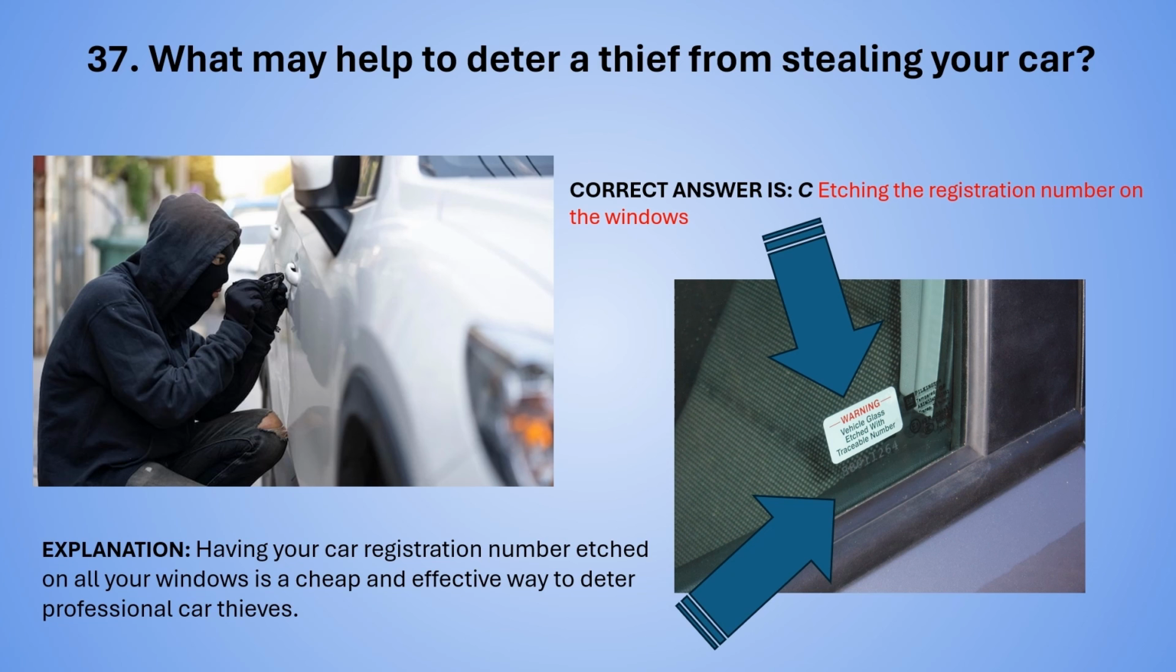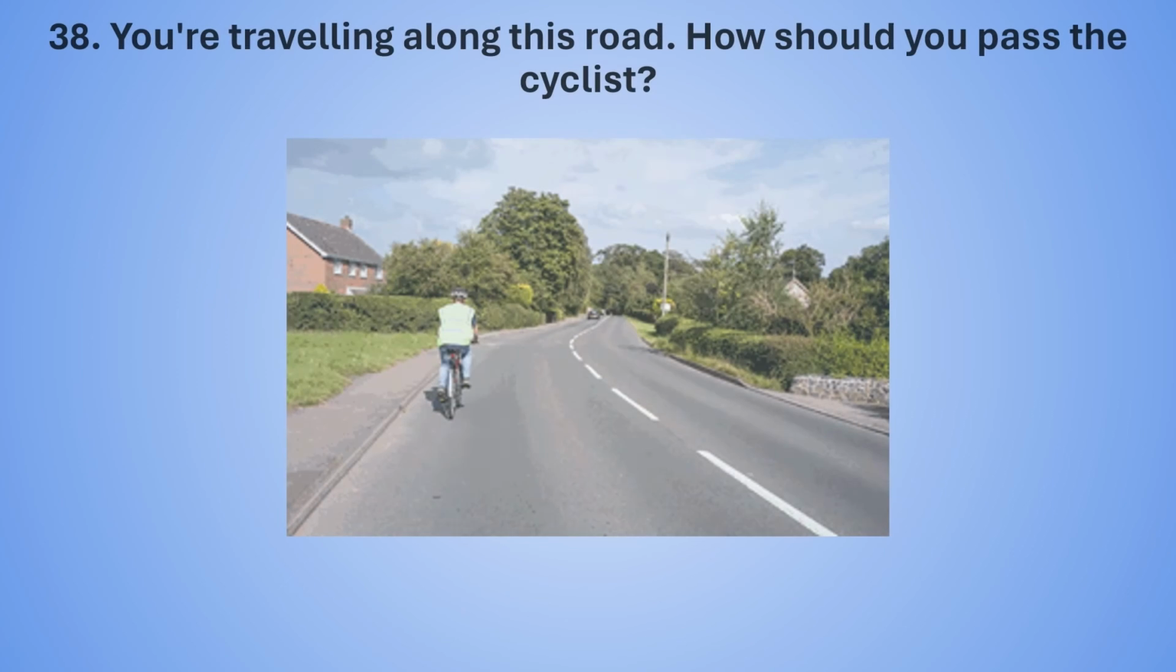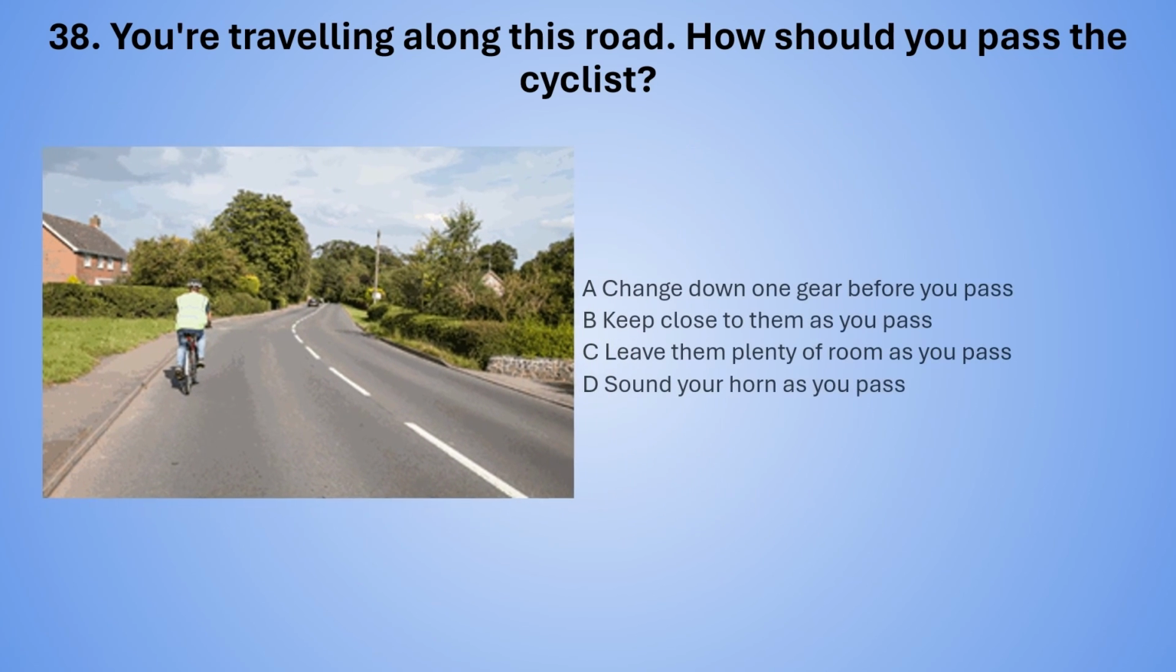Having your car registration number etched on all your windows is a cheap and effective way to deter professional car thieves. I didn't even have any idea that this was actually a thing, but I think it's a brilliant idea. Okay, let's move on to the next question. You are traveling along this road. How should you pass the cyclist?